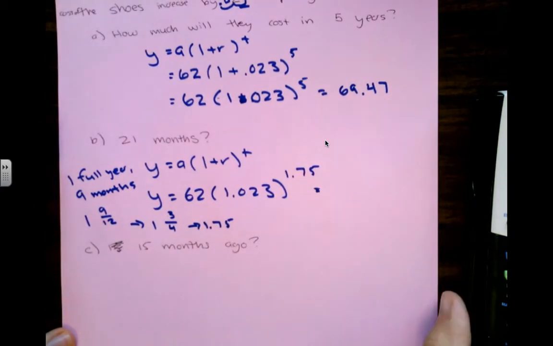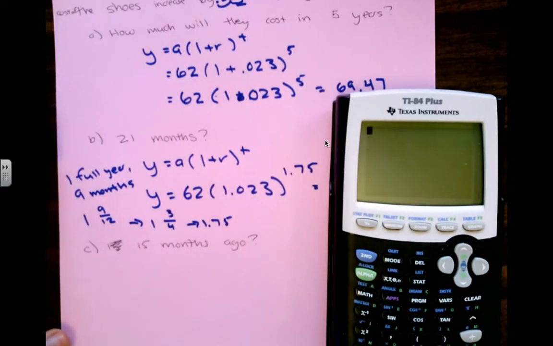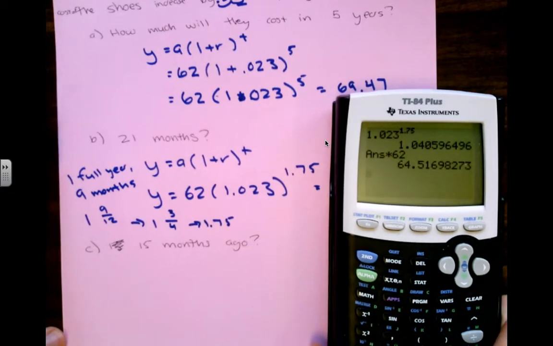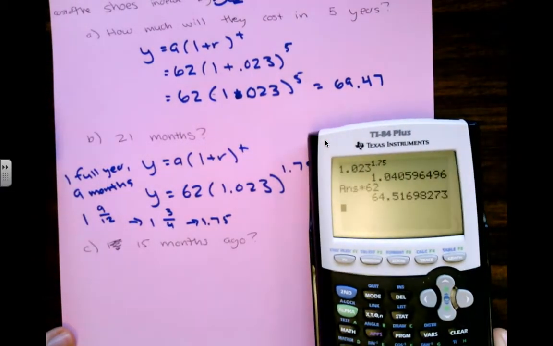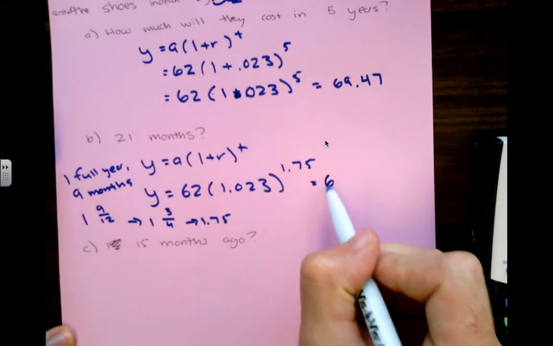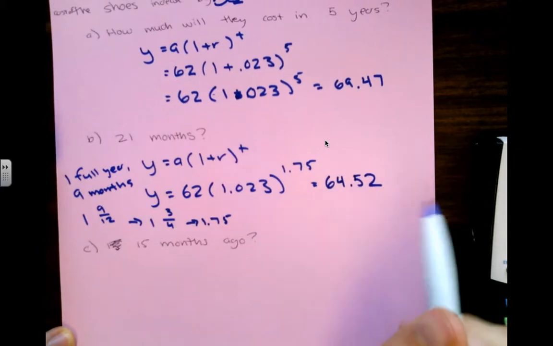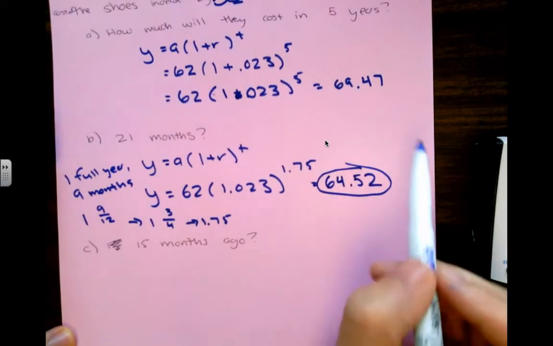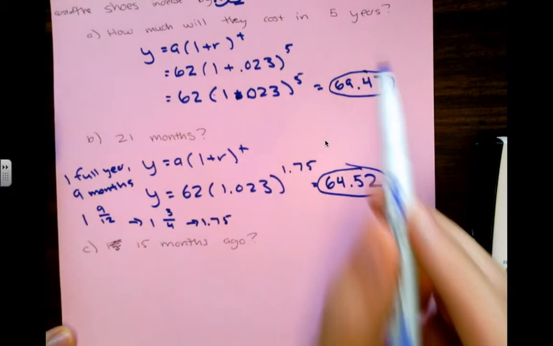Just like before, I would do the same thing in my calculator. I would plug in 1.023 raised to the 1.75, because that's how many years the 21 months would be, and multiply that by 62. That gives us $64.52. That would be our cost in 21 months.